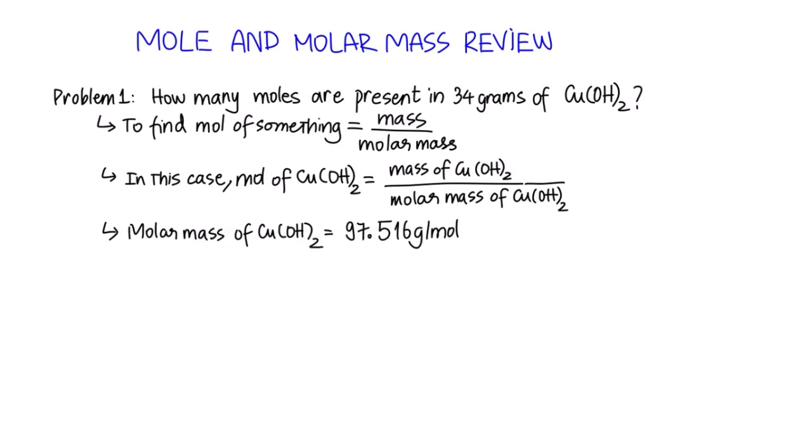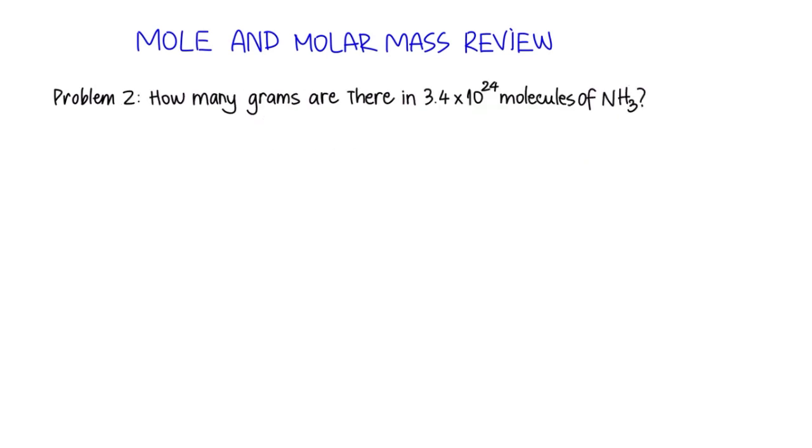Now that we have the molar mass of Cu(OH)2, we can go back and calculate the mole of Cu(OH)2. Just plugging numbers in, that's going to be 34 grams divided by 97.516 grams per mole, and that's going to give us the answer of 0.35 moles of Cu(OH)2. And that's the answer to this problem. Let's look at another problem.